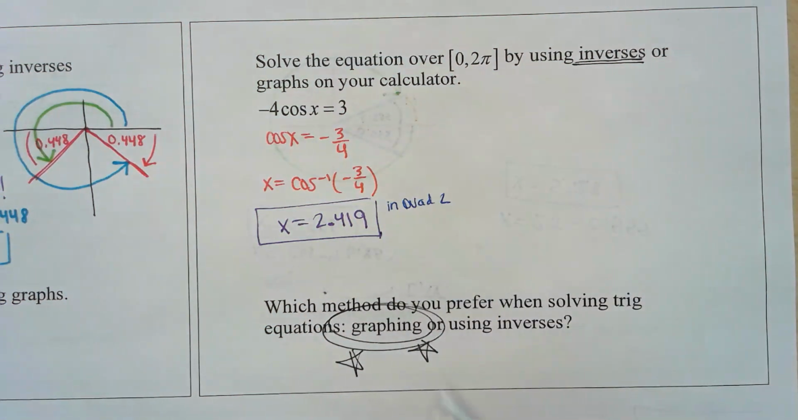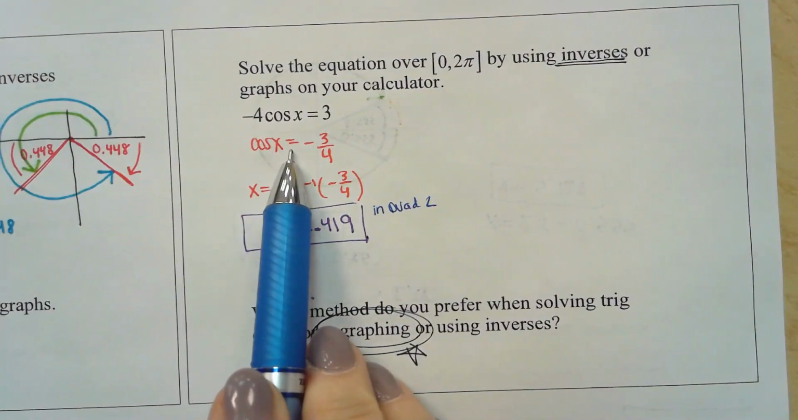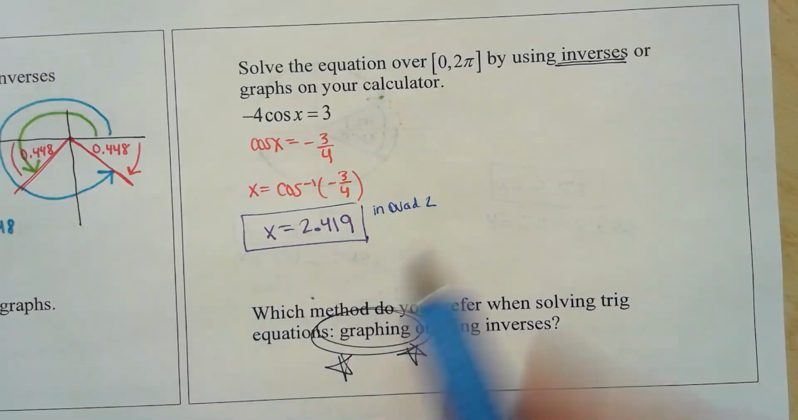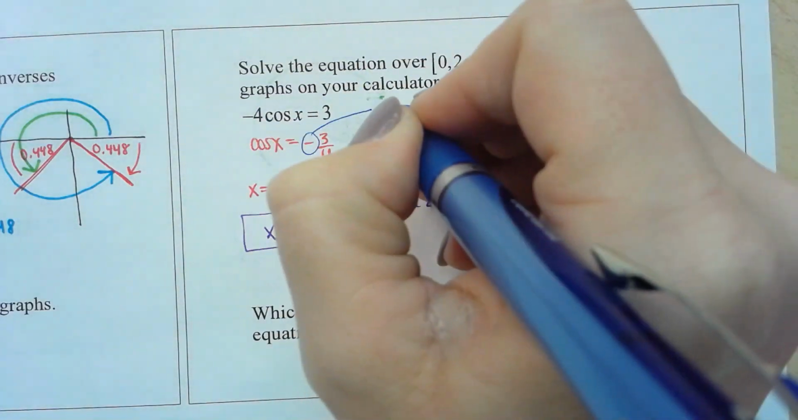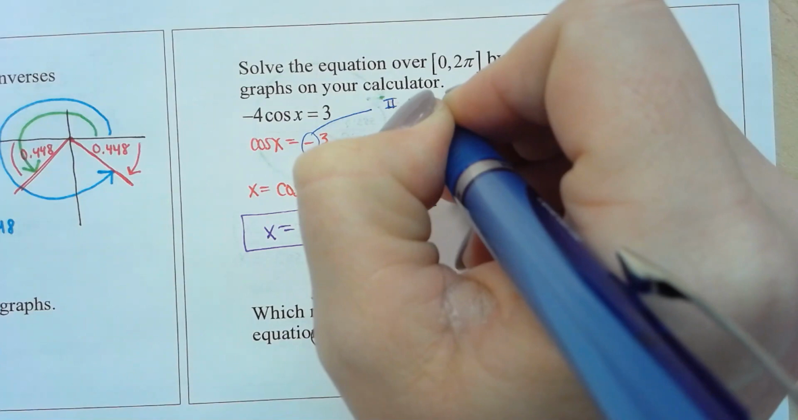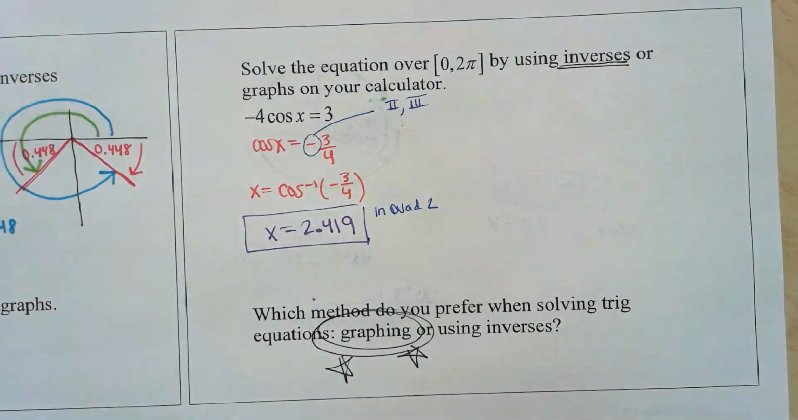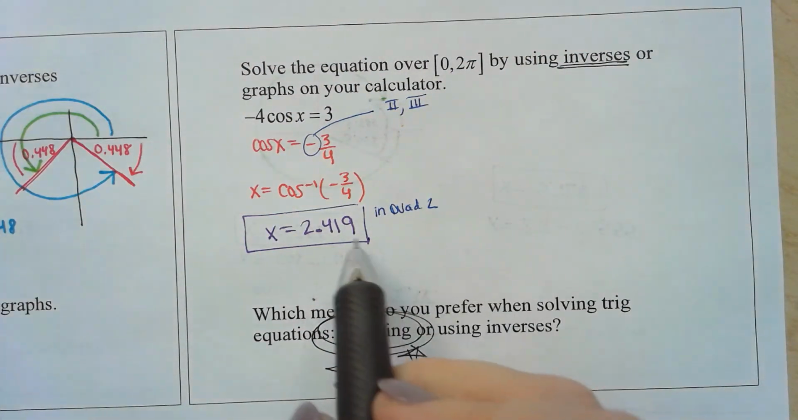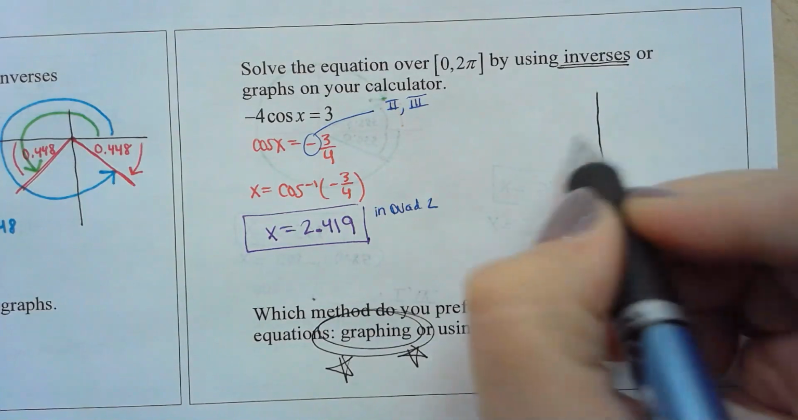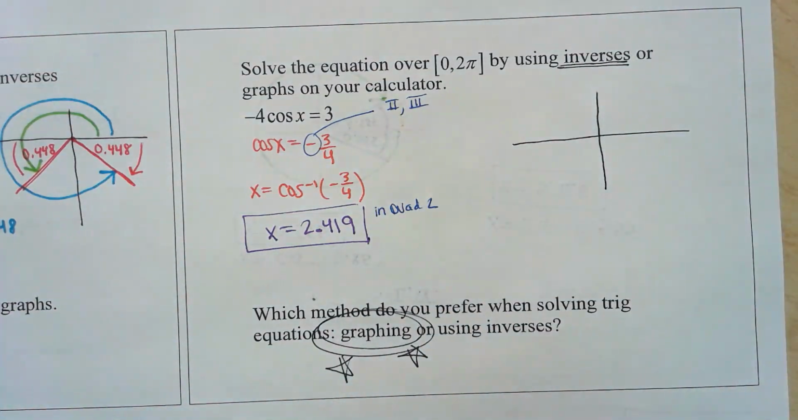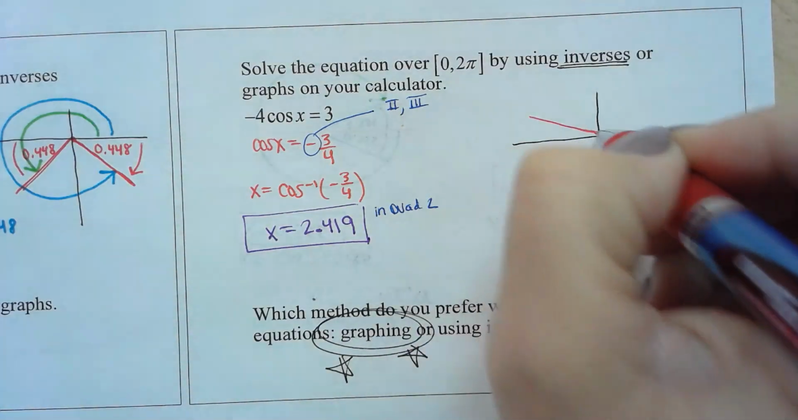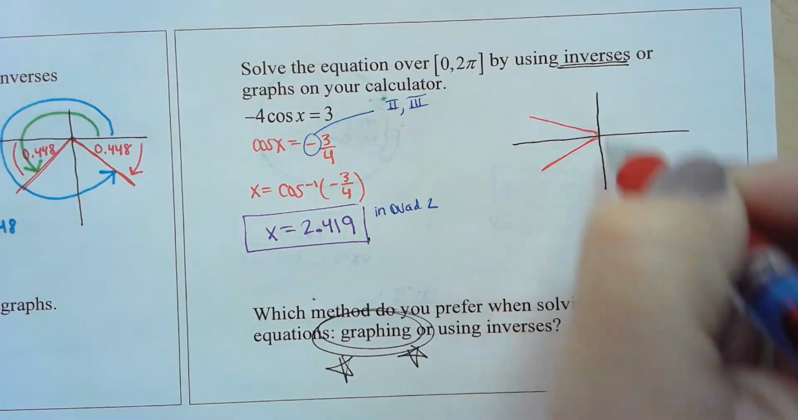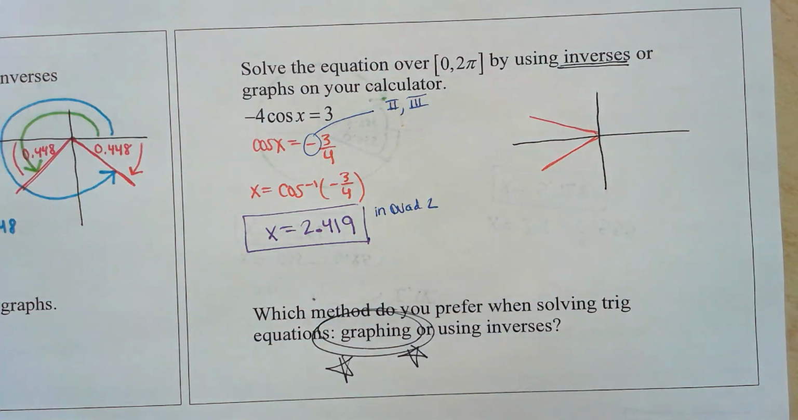Does that make sense? Well, listen, cosine is negative. Yeah, it sure does make sense. If cosine is negative, I need to be in quadrants 2 and 3. They already gave me one in quadrant 2. So when I go to draw my picture, here's one in quadrant 2, and I need to have one in quadrant 3. Look at that symmetry. Make sure your graph looks that way.